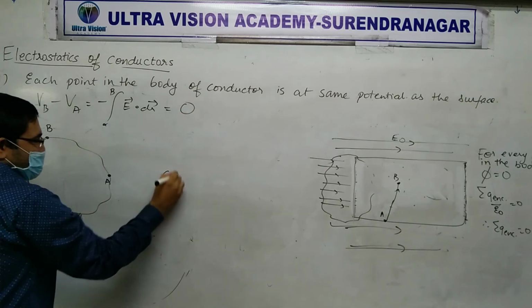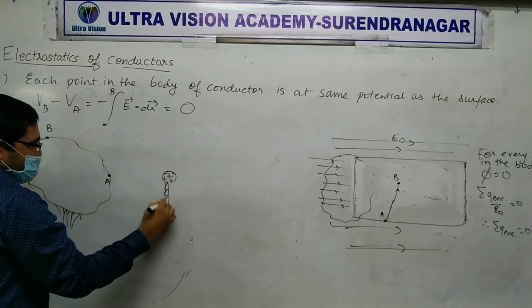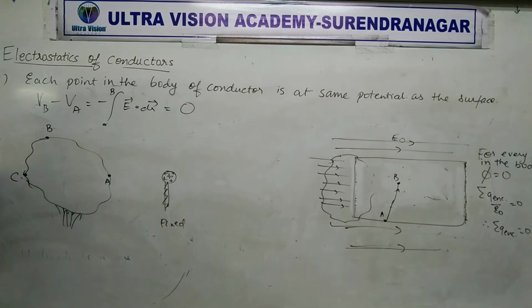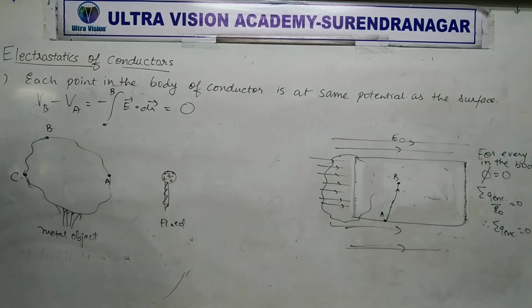Now over here you put a little positively charged sphere, which is also fixed, and they are a little bit close to each other, not touching each other but close. Again, let me clarify: this is a metal object of some random shape, and this is some little sphere which has charge. Now, the question is, order the potentials for A, B, and C in increasing order.